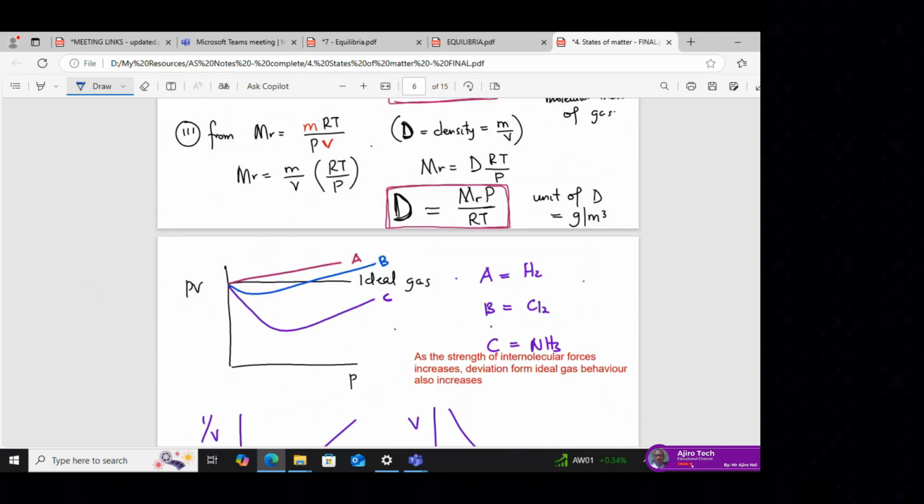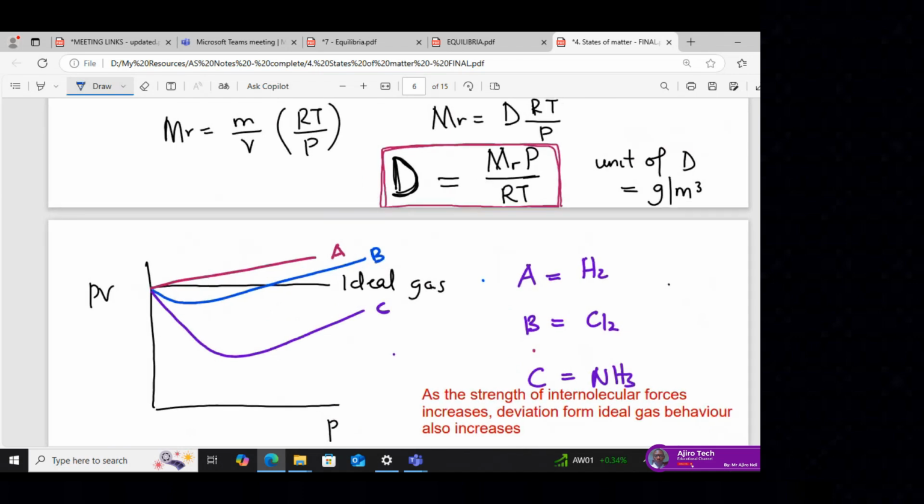Look at this. Look at the three of them: hydrogen, chlorine, ammonia. Who is very close to ideal behavior? Look at the A, B, C. Who is closer to ideal behavior? B. Ideal behavior is a straight line but parallel. A is also a straight line, not just parallel. A is the closest, not B.